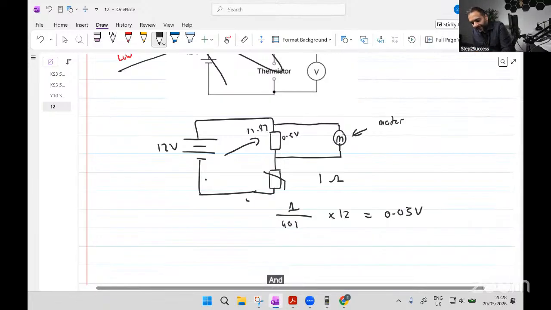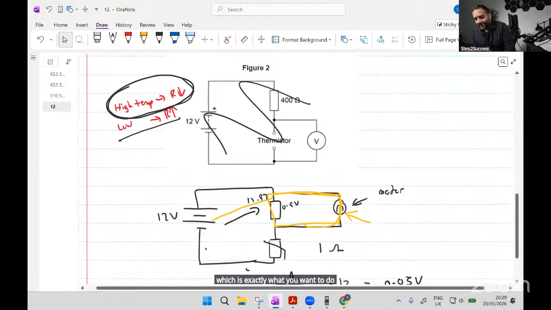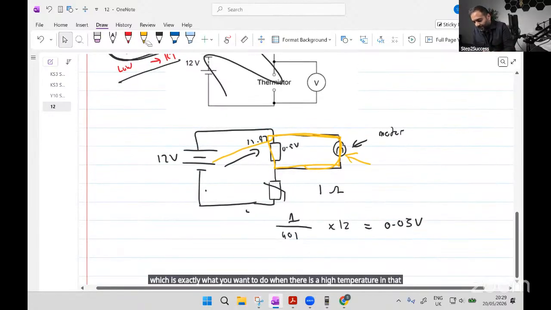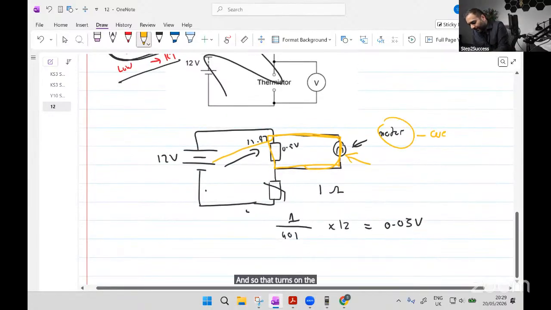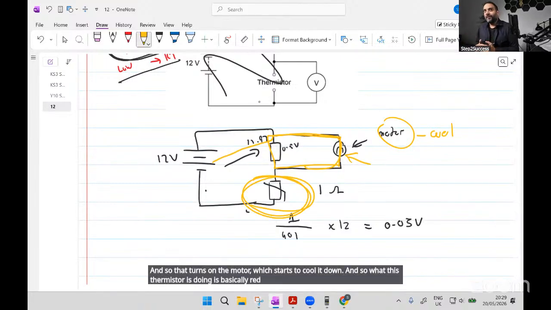And what's that going to do? By sending more of the voltage this way, you turn this motor on, which is exactly what you want to do when there is a high temperature in that fridge. And so that turns on the motor, which starts to cool it down. And so what this thermistor is doing is basically redirecting the voltage from one place to another, depending on the temperature. And I think sometimes people misunderstand precisely what the point of that is.